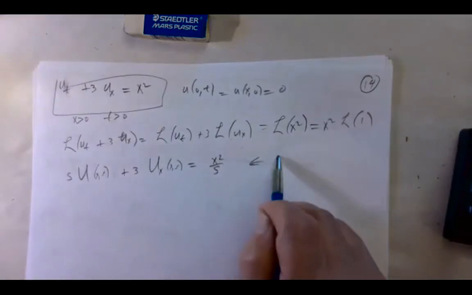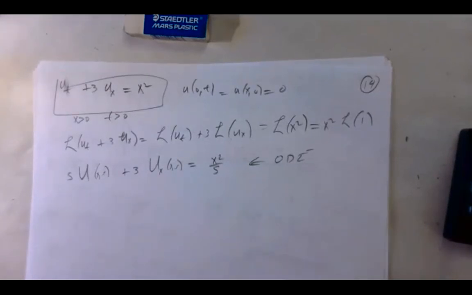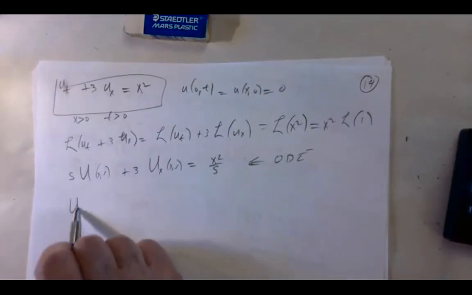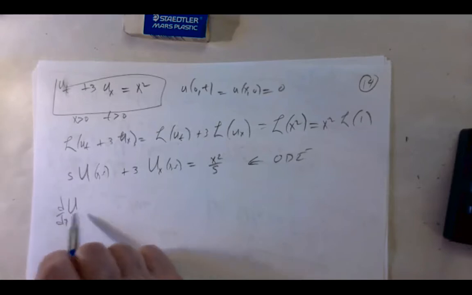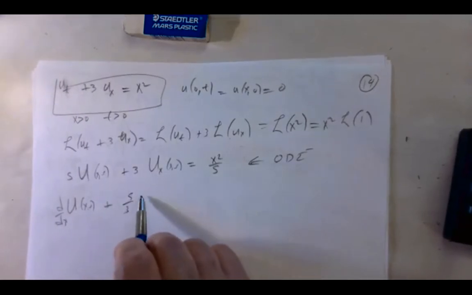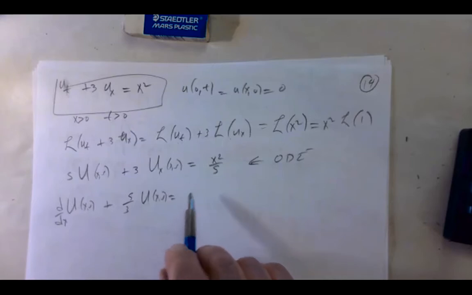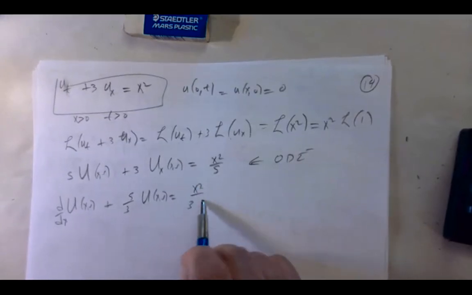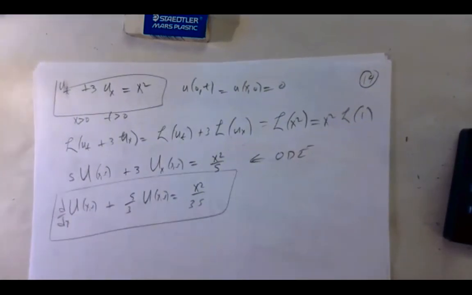So this is an ODE that I need to solve. Let me divide by 3. This says that du/dx plus s over 3 u is equal to x squared over 3s. S is a parameter, s is a constant. How do we solve this differential equation?